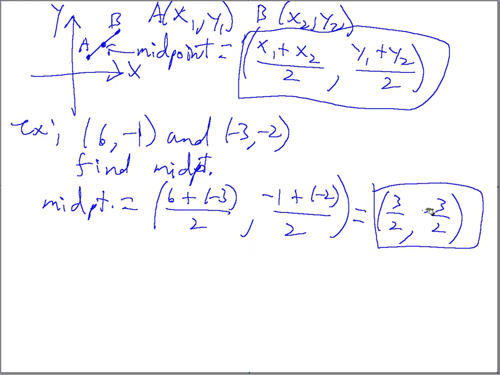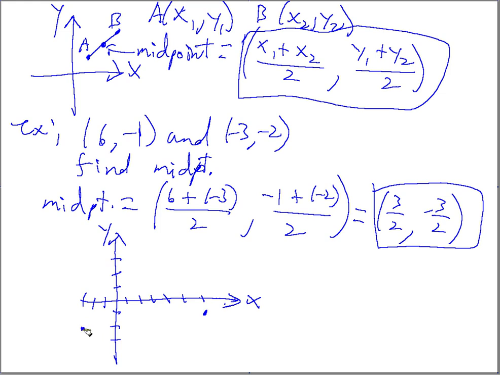Now we can actually plot these points and see roughly what it looks like. Let me plot and show you. This is approximately the midpoint, but my sketch won't be as clean. But let's try it anyways. So here's y, and here's x. Let's plot these 2 points. 1, 2, 3, 4, 5, 6, as neat as we can. 1, 2, and 3. So 6, -1 is down here. And -3, -2 is down here.